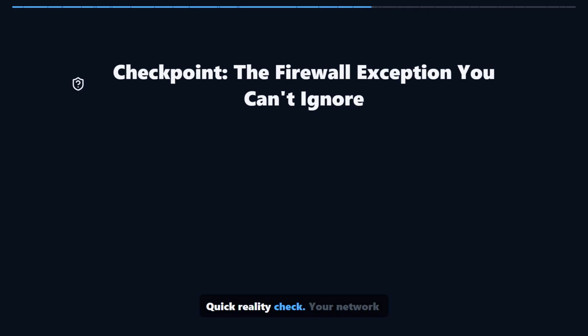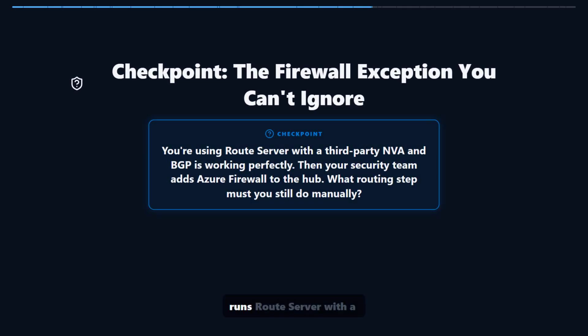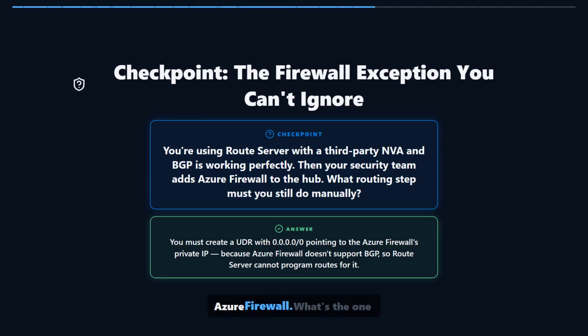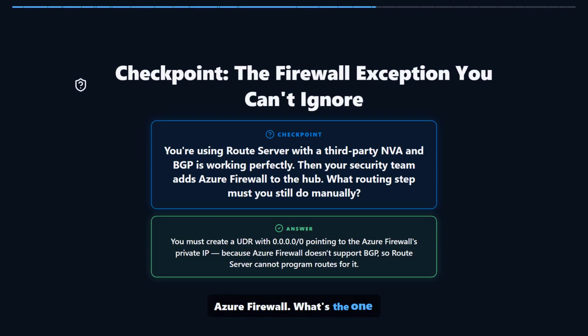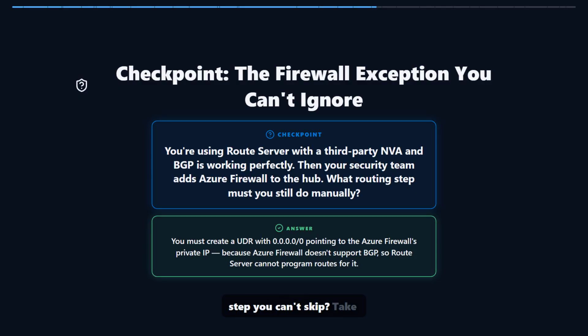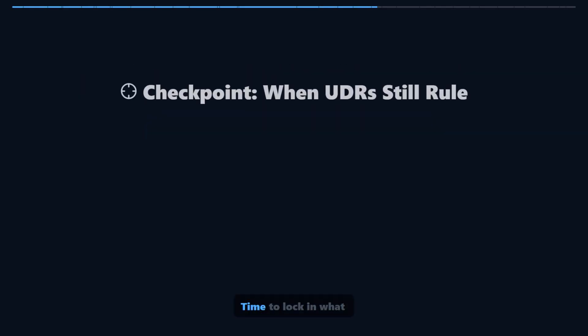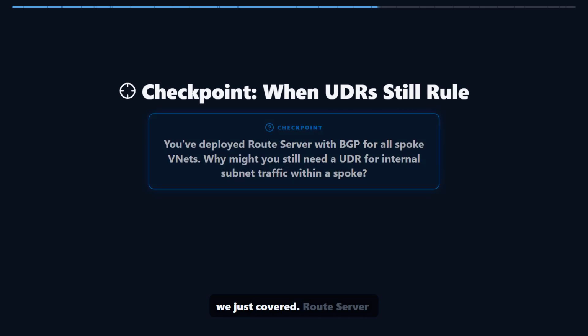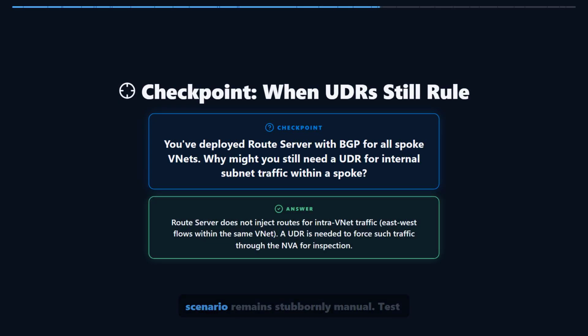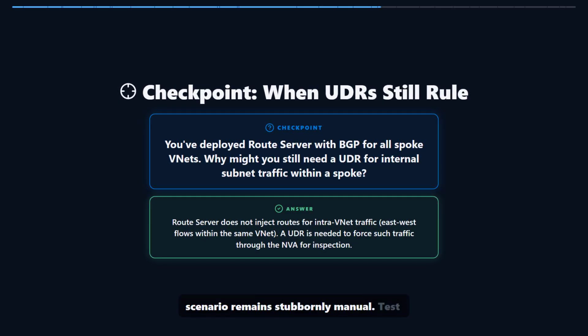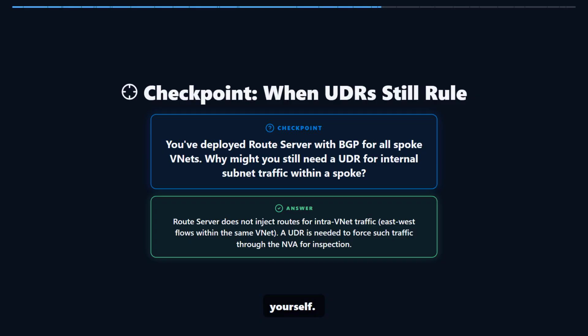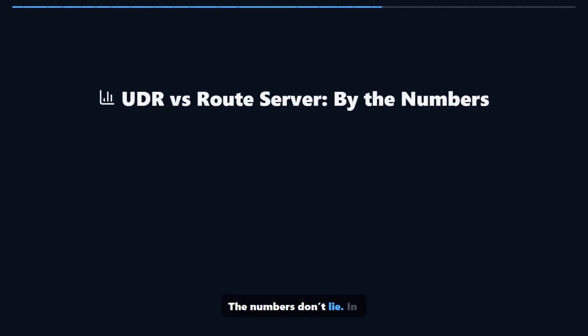Quick reality check. Your network runs Route Server with a third-party NVA, and then corporate security forces you to add Azure Firewall. What's the one step you can't skip? Take a moment. Time to lock in what we just covered. Route Server automates a ton, but one scenario remains stubbornly manual. Test yourself.